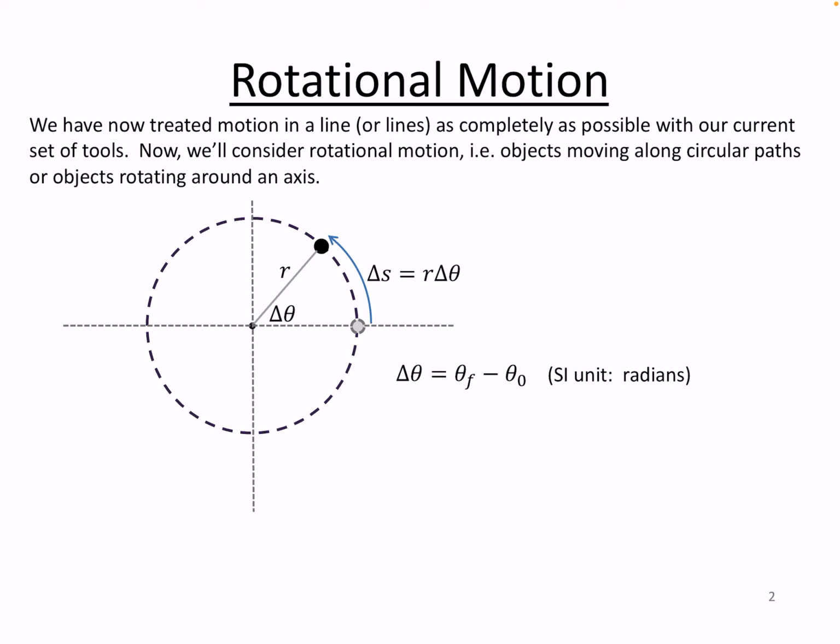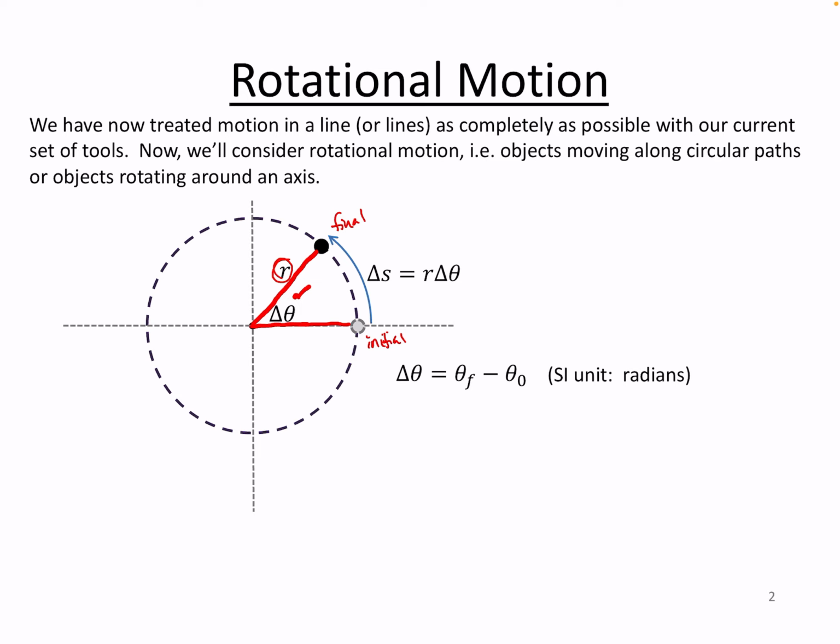The diagram I've got here is meant to be a ball on the end of a string. It carves out a circle that has a radius r, and we're considering its movement from some initial point here to some final point here. As you can see, the string sweeps out an angle formed by those two lines, which I'm going to call delta theta. So that's the change in angle from initial to final.